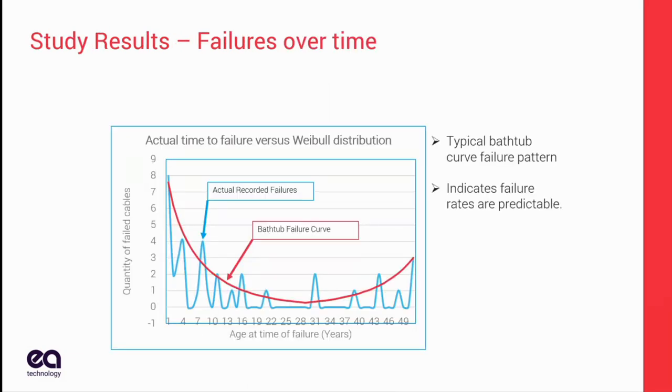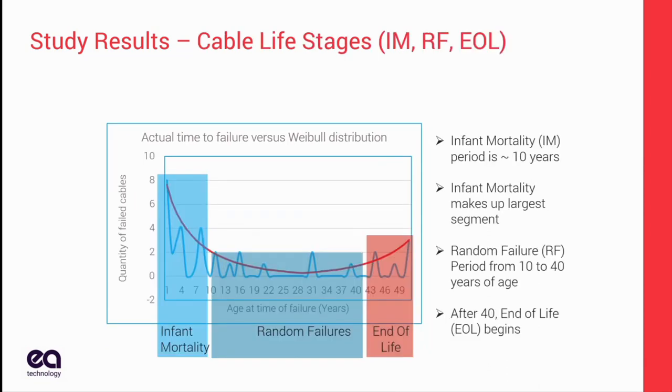First thing we determined was they do have a relatively predictable failure curve, and it looks like the failure curve that you would see from anything else, typically called a Weibull distribution. So you have an infant mortality period, then a longer period of random failures, and then as things get toward the end of their life, you get more failures that would be considered end of life. So we broke this down into 3 groupings: infant mortality, random failures, and end of life.